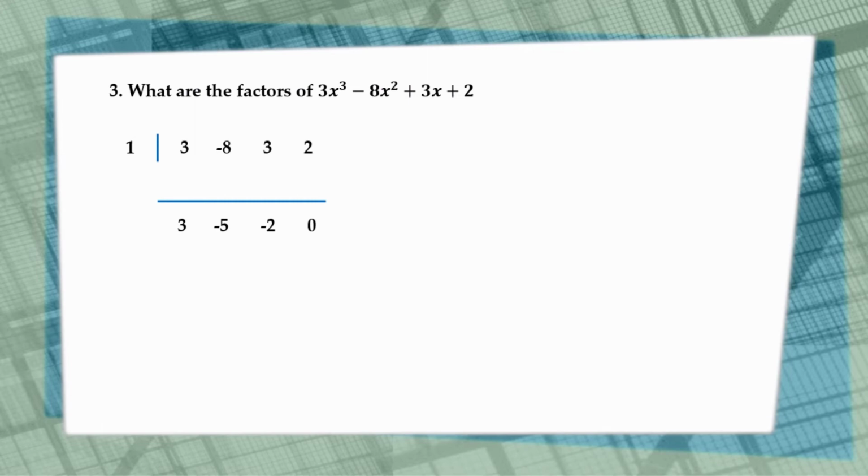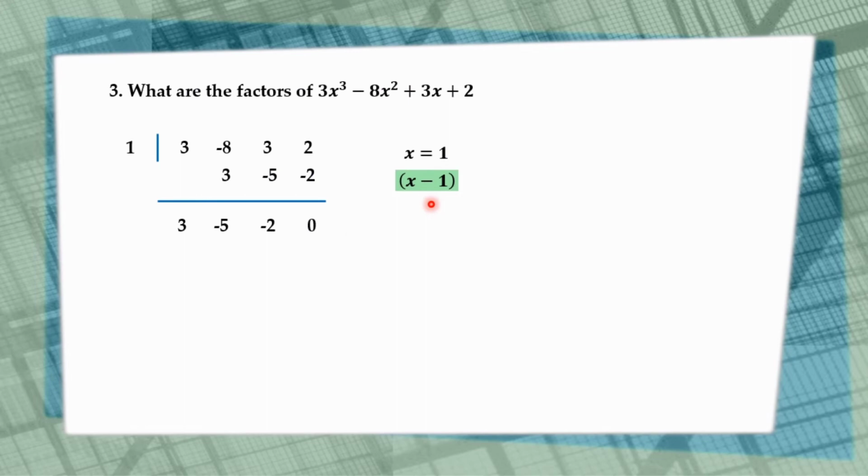So bring down 3. Then 3 times 1 equals 3. Negative 8 plus 3 equals negative 5. Negative 5 times 1 equals negative 5. Negative 5 plus 3 equals negative 2. Negative 2 times 1 equals negative 2. Then 2 plus negative 2 equals 0. The remainder equals 0. So x equals 1. Therefore, x minus 1 is a factor of the given polynomial.